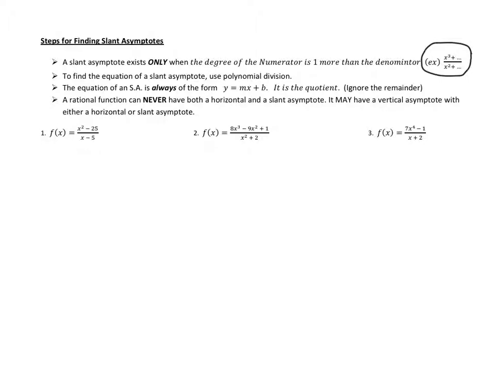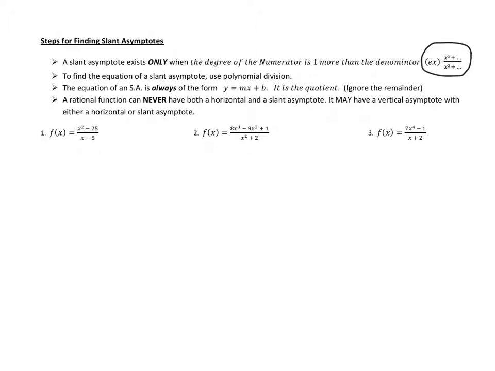So when we want to find a slant asymptote, we're basically going to divide the denominator into the numerator and see what we get. The quotient when we divide is our answer. The remainder has nothing to do with the answer. So basically we'll divide, for this example 1, let's go ahead and work example 1. We'll divide x minus 5 into x squared minus 25. The quotient is my answer, and it should be in the form of y equals mx plus b, because that's the equation of a line.